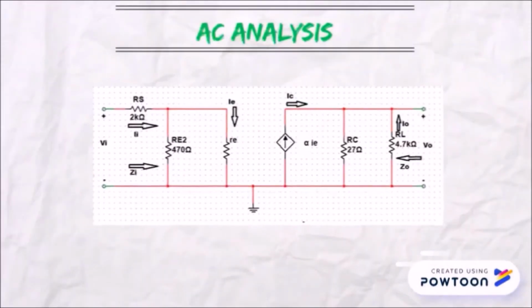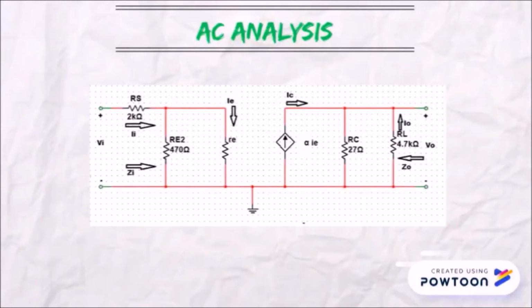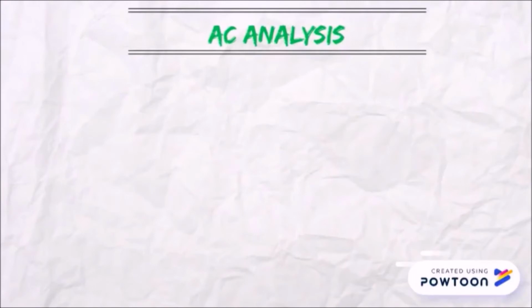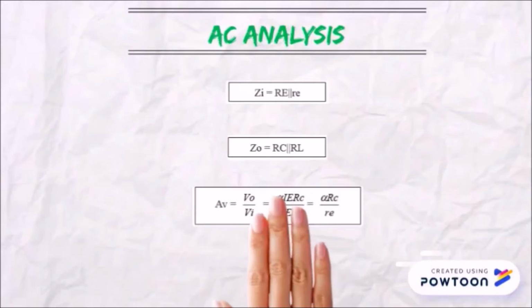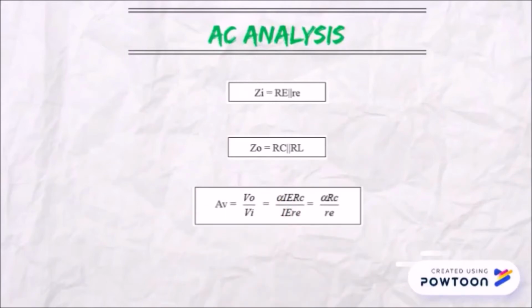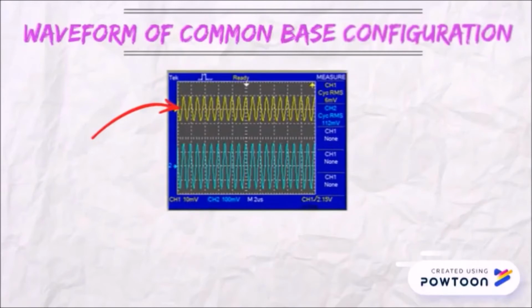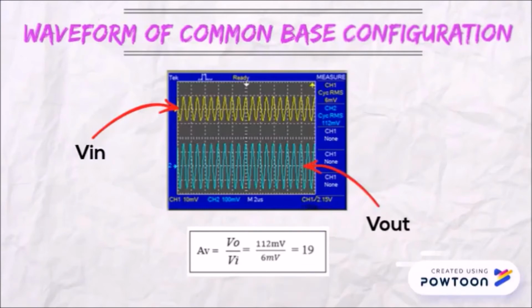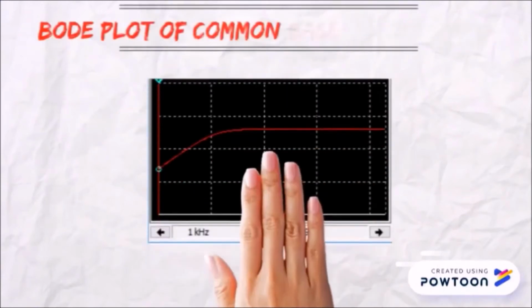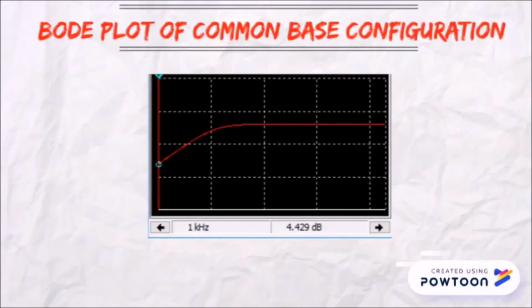For the AC equivalent circuit, we redraw the schematic using the BJT small signal model, where capacitors are considered short circuit, then AC and DC supplies are connected to ground. In AC analysis, we have to find some parameters: input impedance, input voltage, output voltage, and voltage gain. This is the waveform and the voltage gain of the common base configuration from simulation when the frequency is 1 MHz. This is the Bode plot of the common base configuration from simulation when the frequency is 1 kHz and the gain is equal to 4.429 dB.